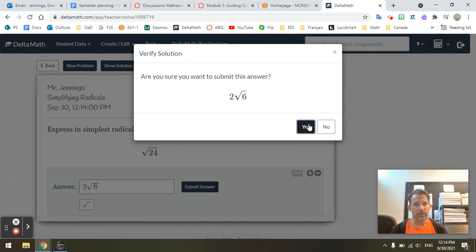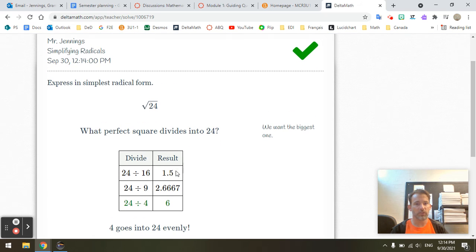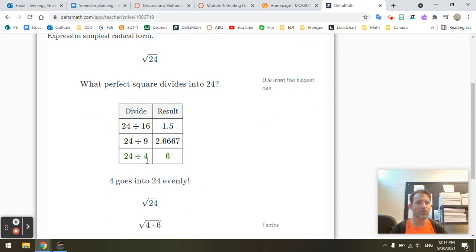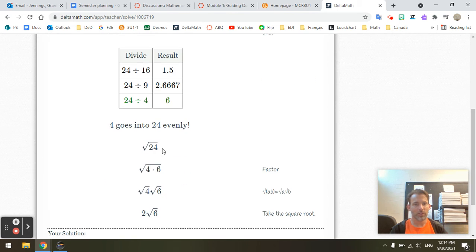Yes. Yay! What perfect square divides into 24? Not 16, not 9, not 4. Oh, I like their method. Their method is they just go forward and divide by all the squares, and when they find something that works, that's what they use. So they rewrite root 24 as root 4 times root 6. Root 4 is just 2, so that's their steps.